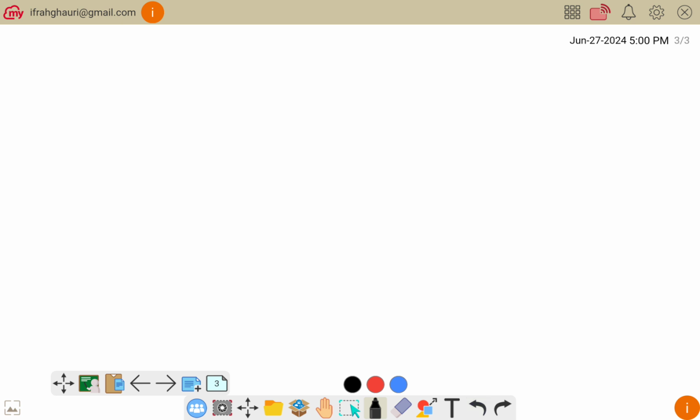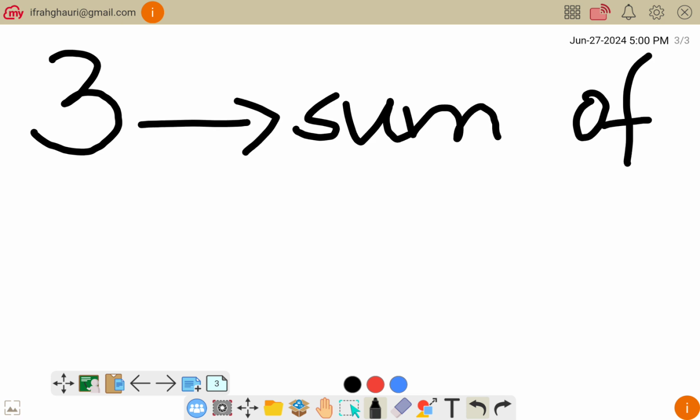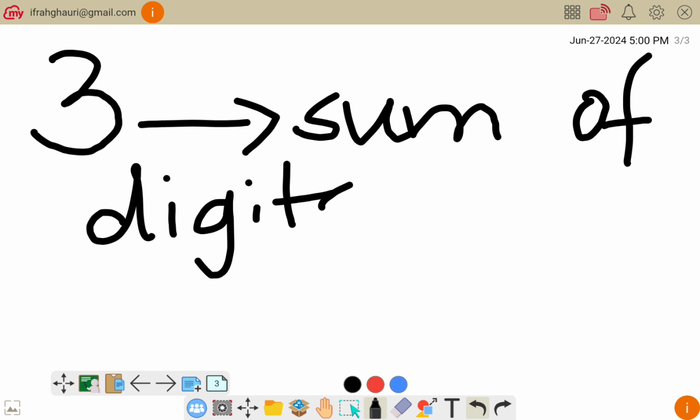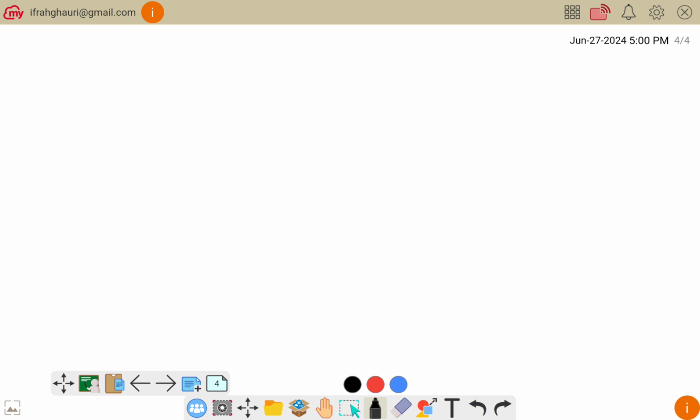Okay. How do we know that a number is divisible by 3? The sum of the digits should be divisible by 3. Okay. Now, how do we know that a number is divisible by 5?